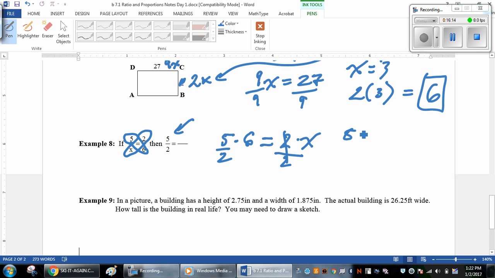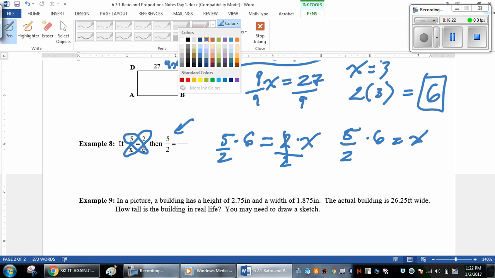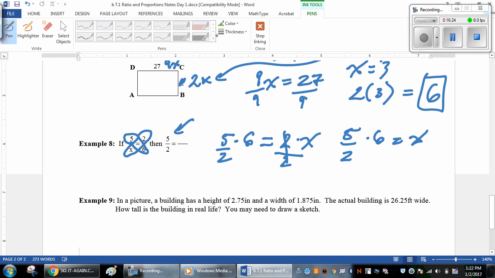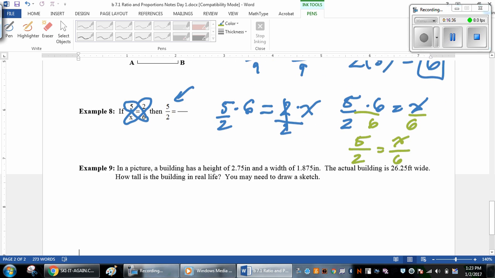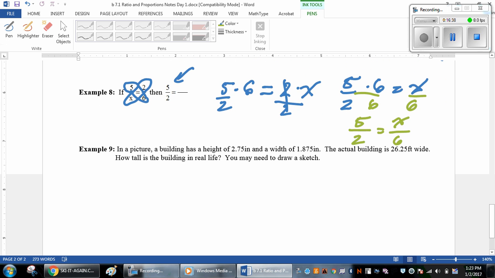I have 5 over 2 times 6 equals x. And now I can divide by 6. I'll do a different color here so you can see this a little better. Divide by 6, divide by 6. And there we go. 5 over 2 equals x over 6. And that's our answer. All right, last one, and we're done with this lesson. This is what we're really going to be getting into with the next lesson, these applications.